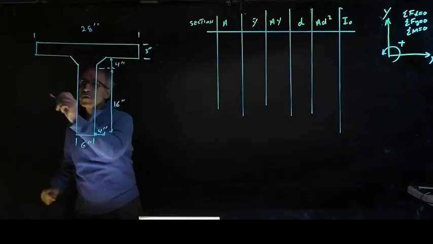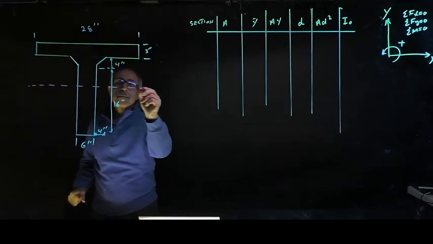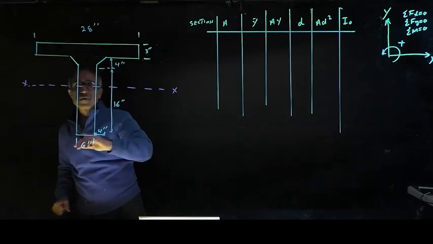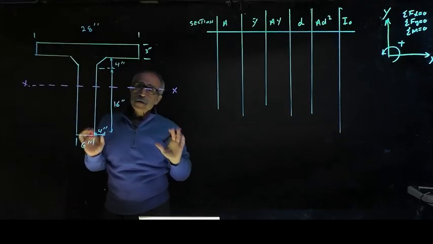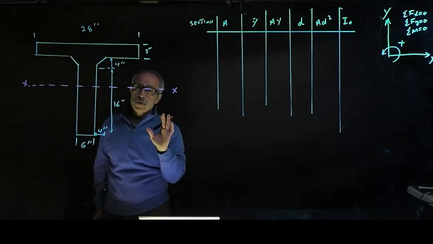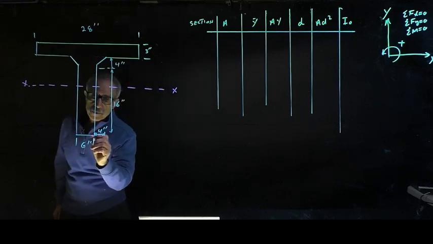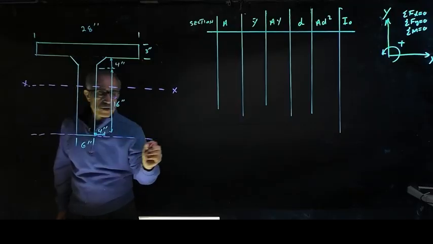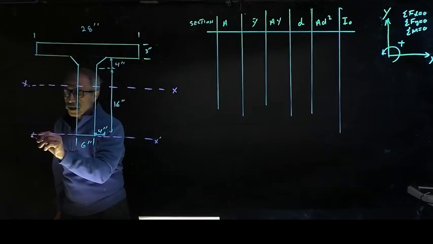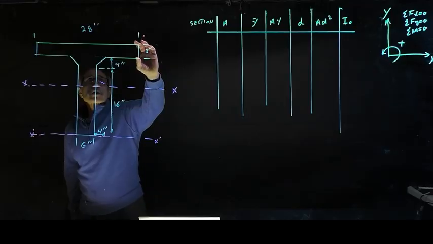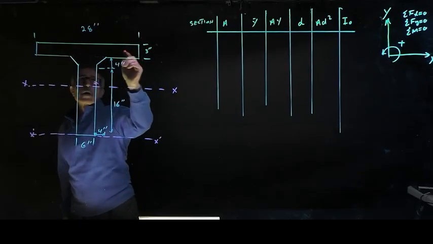So we're looking for this line right here, how far the center of this shape is this way. First thing you do, you divide it into shapes, but you always have to have a reference point. I'm going to measure everything from the bottom here. Let's call this x prime. Measure everything from here up. I'm going to call this rectangular shape right there shape number 1.